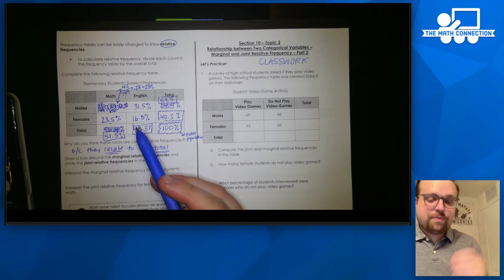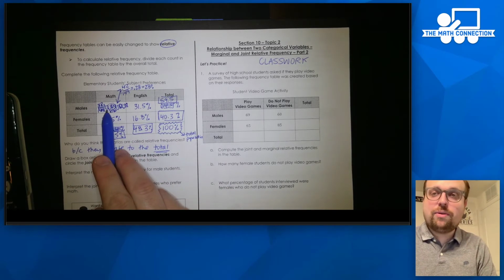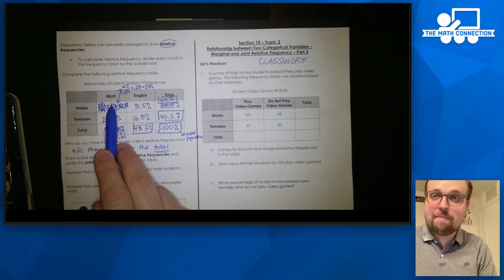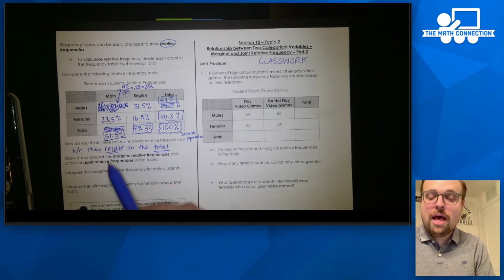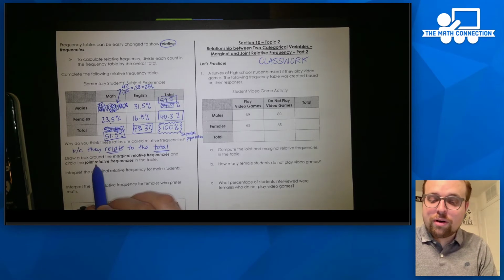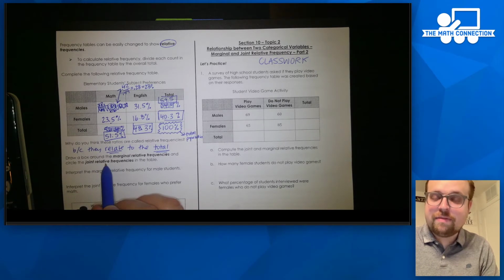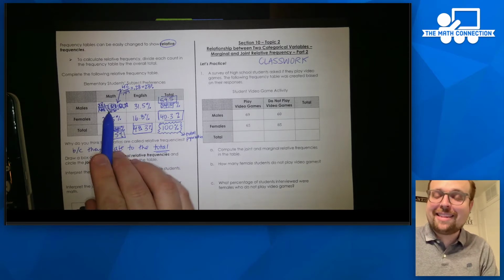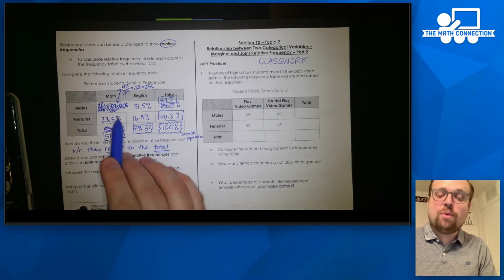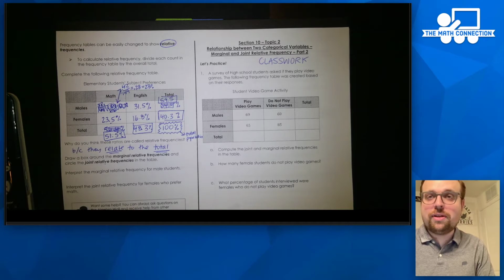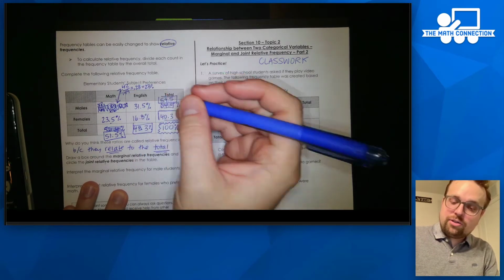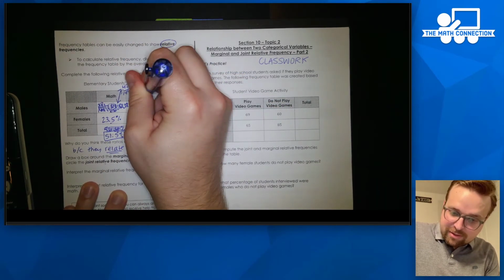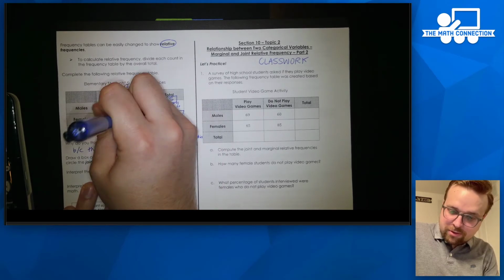All right, so the joint frequency would be the count of males who like math, or males who like English, or females who like math, and so on. And because the word relative is here, that means we have to relate that count to the total, and we would take the 42 students and divide it by 149 and get a percent. So we're going to draw circles around these. So circle, circle, circle, circle.